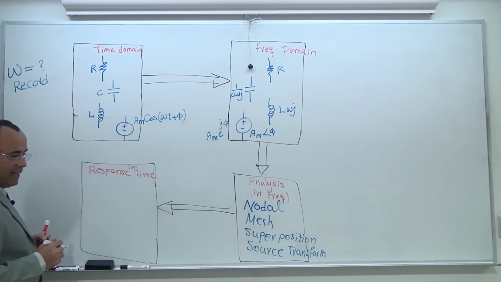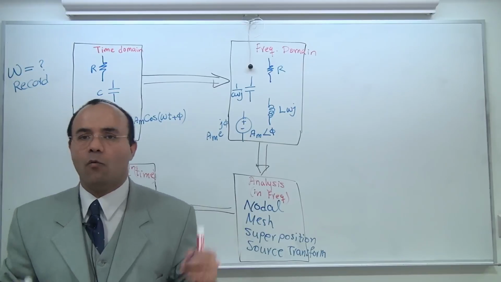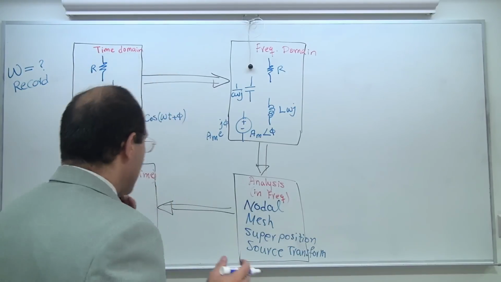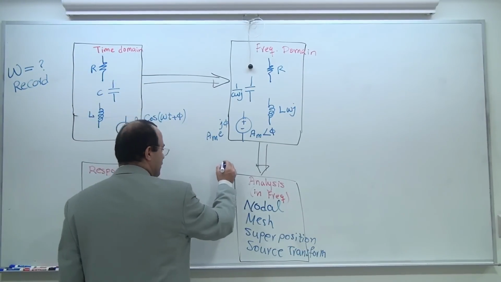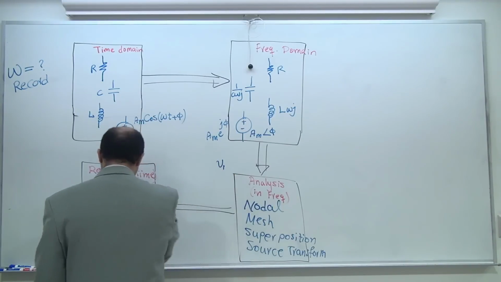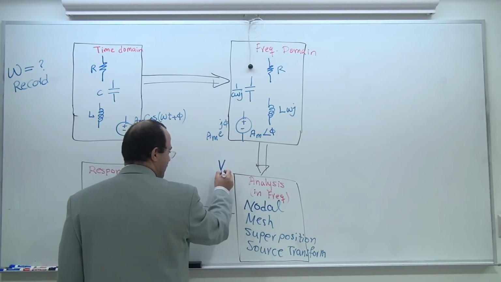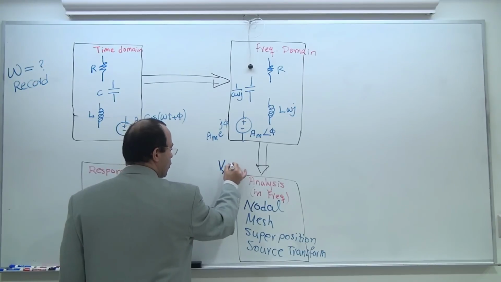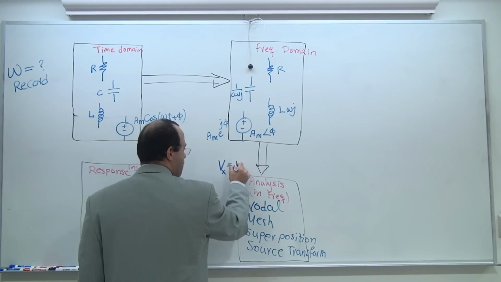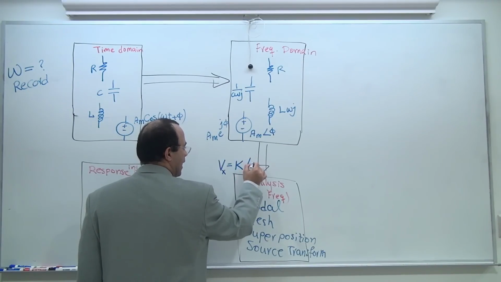Then bring it back in. Find the variable of interest. Find the V, find the I, whatever the variable of interest is. And suppose that your variable of interest, I'm just going to call it V at this time, is in the following form: V of X, unknown, is equal to some amplitude, angle theta.